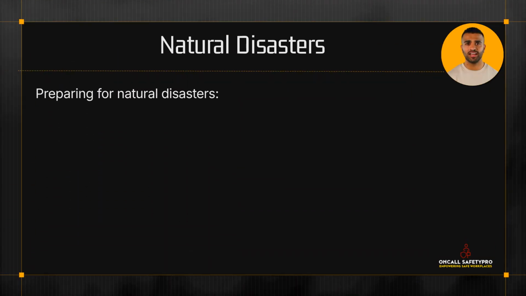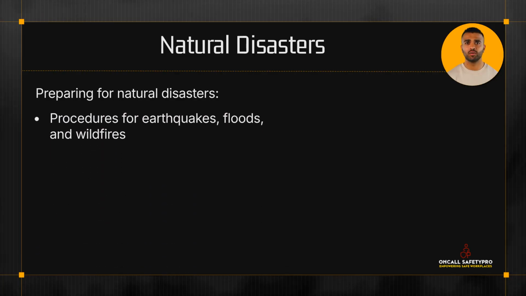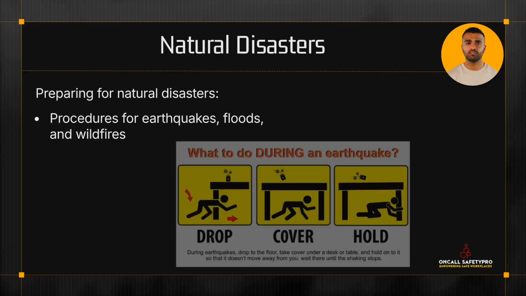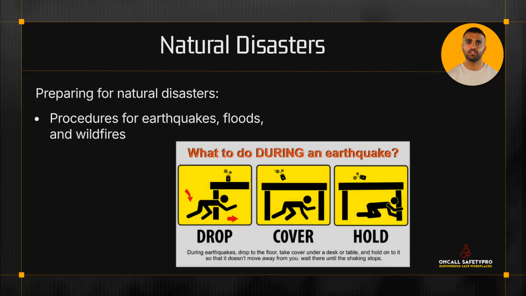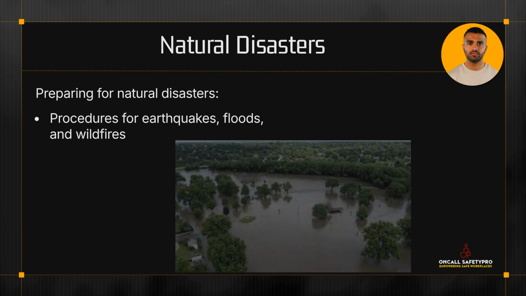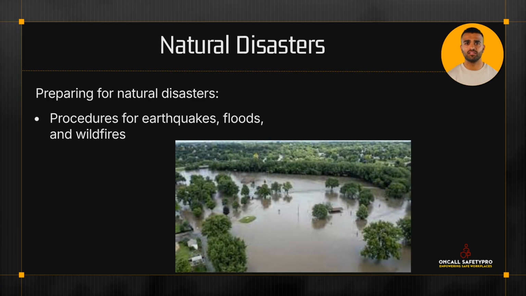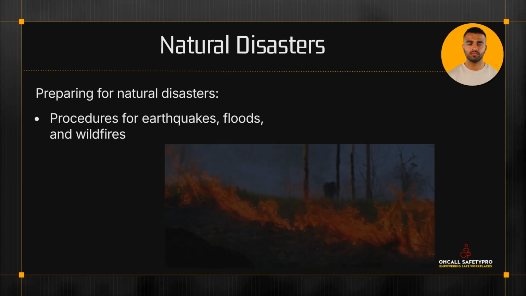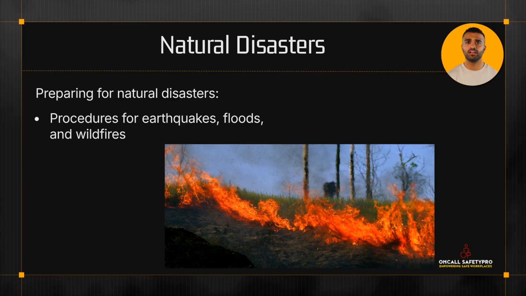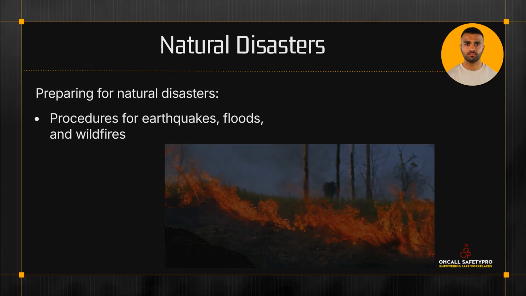Natural disasters can strike at any time. Preparedness measures include having specific procedures for events like earthquakes, floods, and wildfires. For earthquakes, remember, drop to the ground, take cover under sturdy furniture, and hold on until the shaking stops. In floods, evacuate to higher ground and avoid floodwaters. During wildfires, evacuate early if advised and limit smoke exposure by staying indoors or wearing a mask.